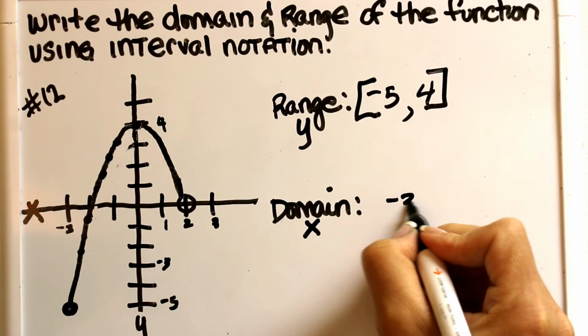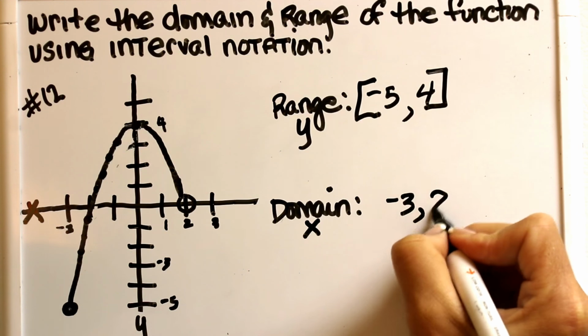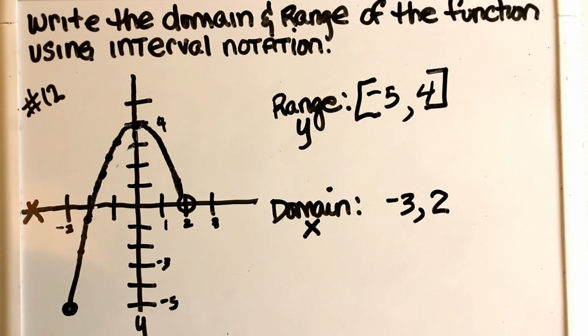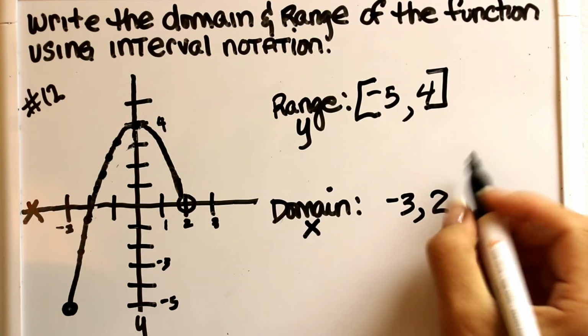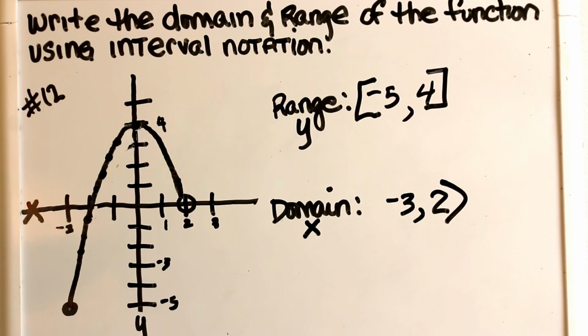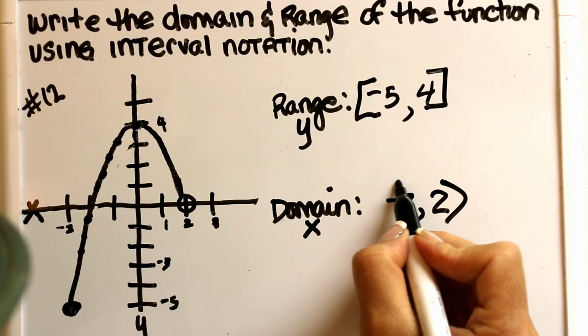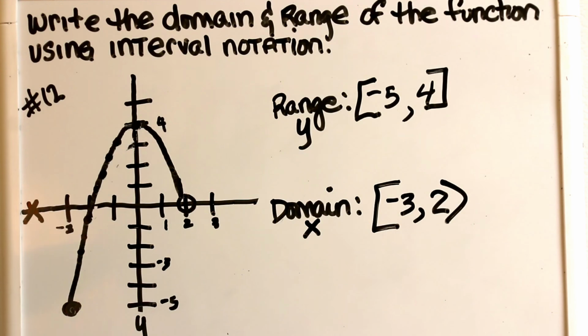So our domain is from -3 to 2. At 2, you can see there's an open circle, so there's a parenthesis because it does not include the 2. At -3, that y-coordinate is -5. It's a closed circle, so that means it includes the -3. That is interval notation.